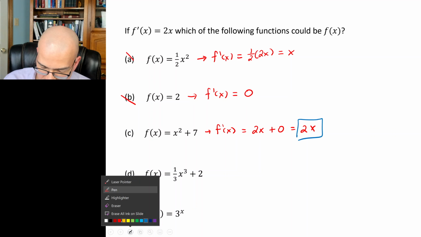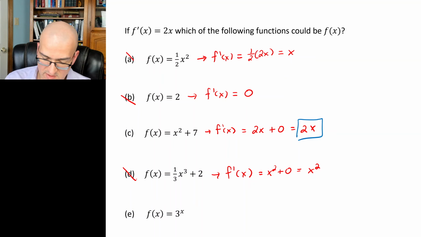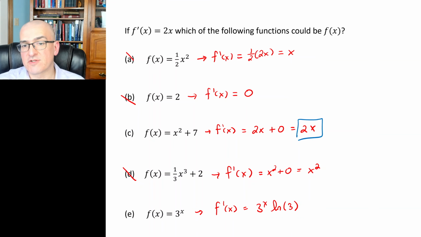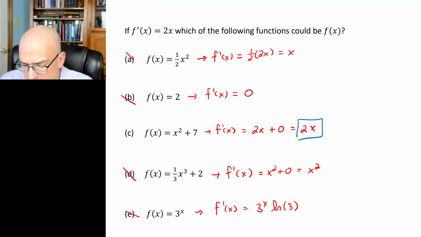We can check the other ones to see what happens when we take their derivatives. So for D, the 3 comes down, cancels the 1/3 in front. We get x squared plus 0, which is just x squared. That's wrong. And the last one, 3 to the x. Take the derivative of 3 to the x, we get 3 to the x times the ln of 3. It's an exponential function, so it follows the exponential derivative rule. So to do this brute force means taking the derivative of each of the available options and then just checking which one works. Now there's a faster way.